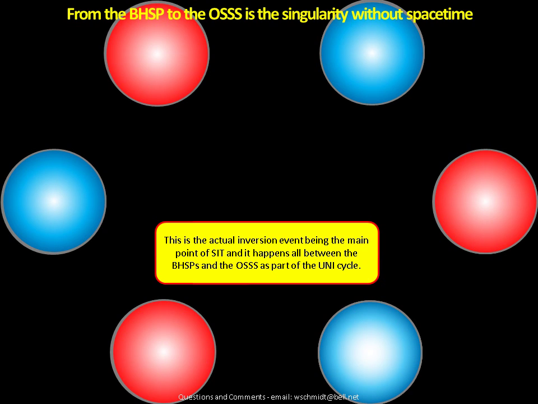This is the actual inversion event, being the main point of SIT, and it happens all between the black hole singularity points and the outer spherical singularity shell, as part of the universe loop cycle.